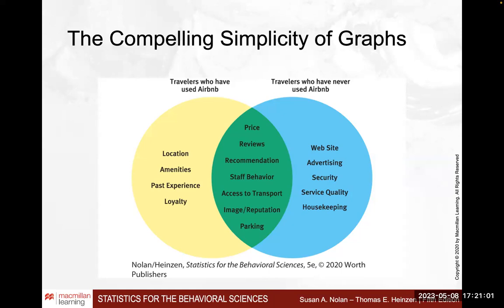Basically, if you have 2 populations, those that have used Airbnb in the past and those that have never used Airbnb, you have here some aspects which are specific to either population. Travelers who have never used Airbnb will be concerned about security, service quality, and housekeeping, whereas travelers who have used it in the past know to look for location, amenities, past experience, and loyalty. And there are some intersecting joint aspects.